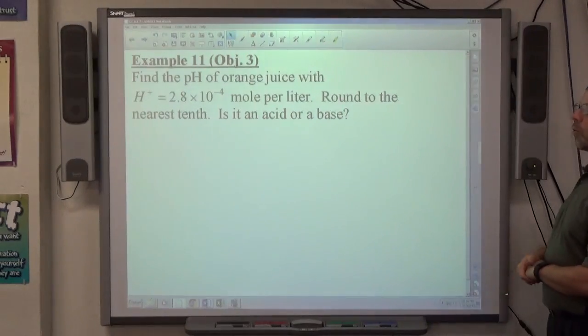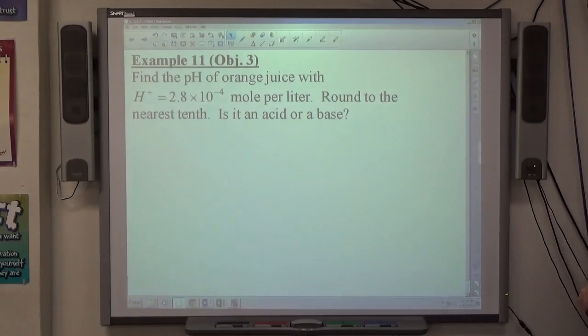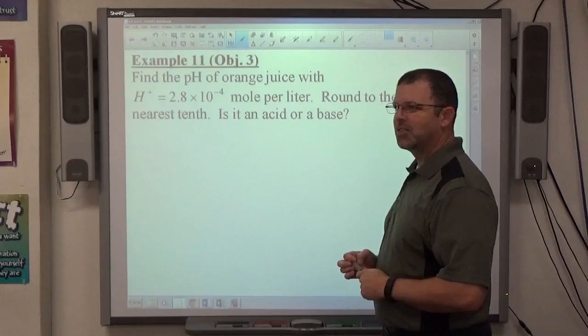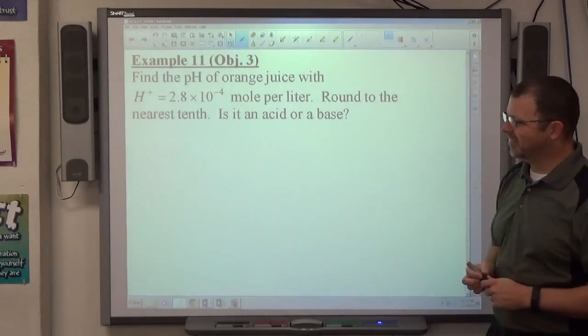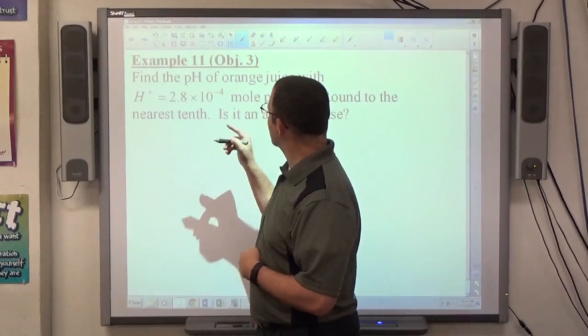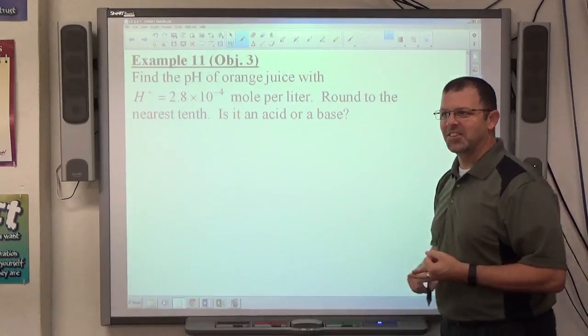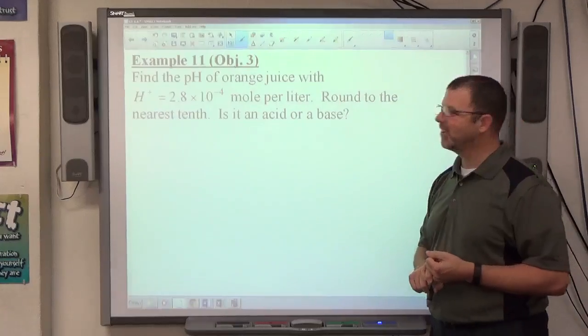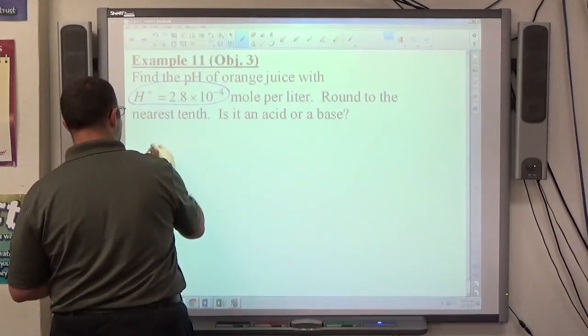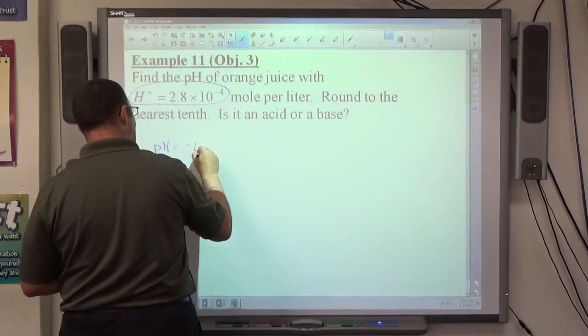All right, find the pH of orange juice. What do you think about orange juice? I'd say acidic. Have we heard of citric acid? All the citrus fruits have acid in them. So do we think it's more acidic or less acidic than rainwater? I think it'd be more. We'll find out.